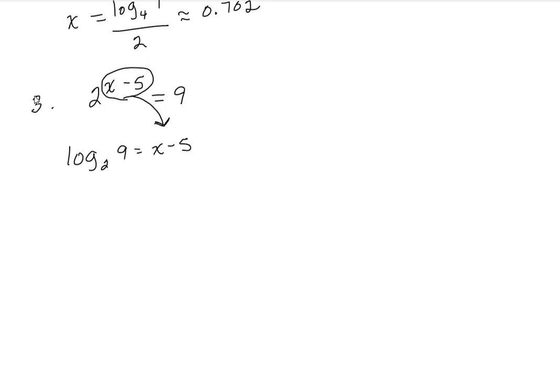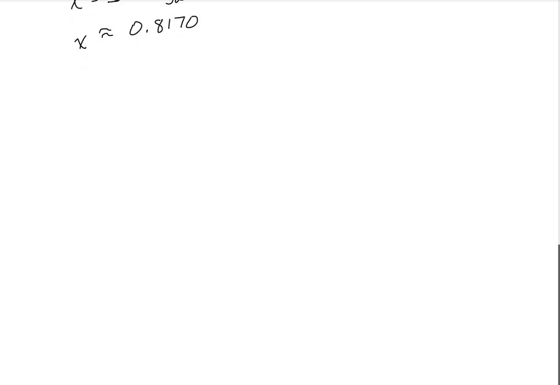Now I need to get rid of this minus 5, so I add 5 to both sides of the equation, and I get x to be 5 plus the log base 2 of 9. I like to have my 5 up here in the front, and then whatever I'm going to do with my logarithm, either add or subtract. So I stick that into the calculator, and I get approximately 0.8170. And the next problem.